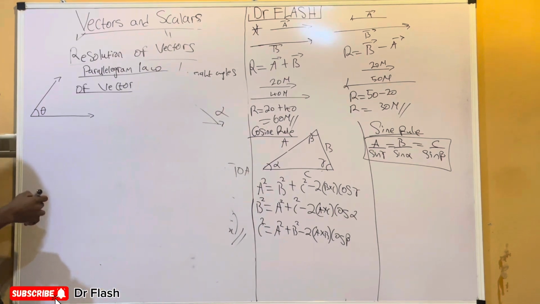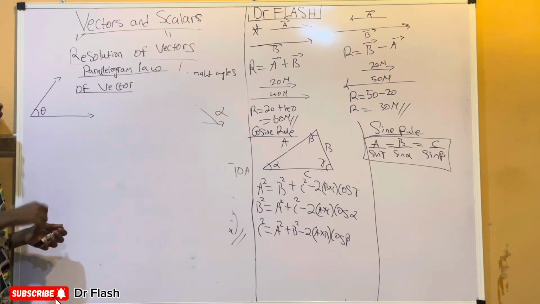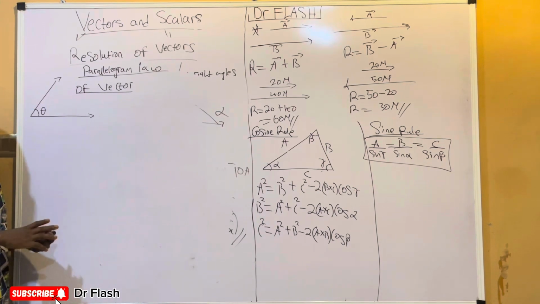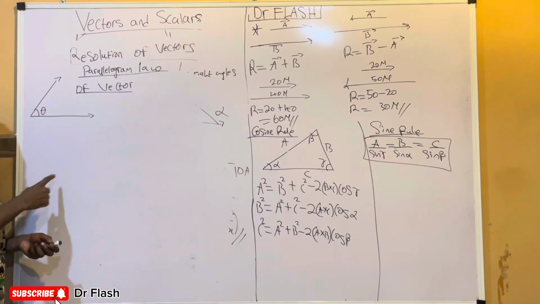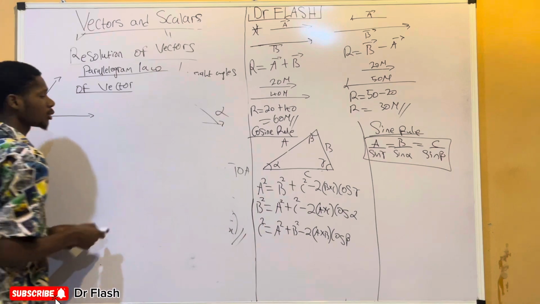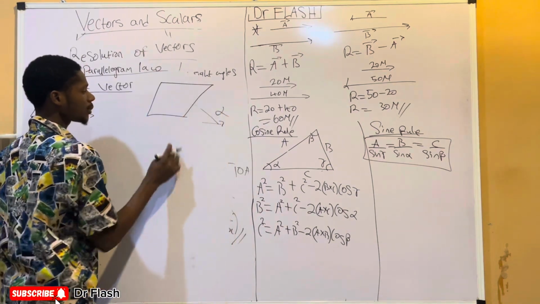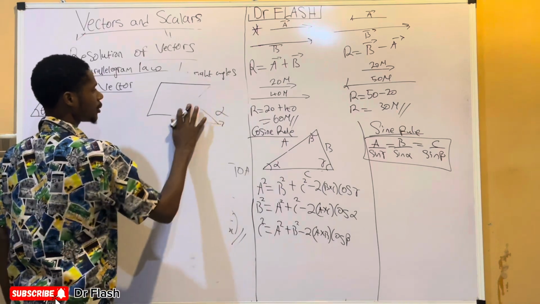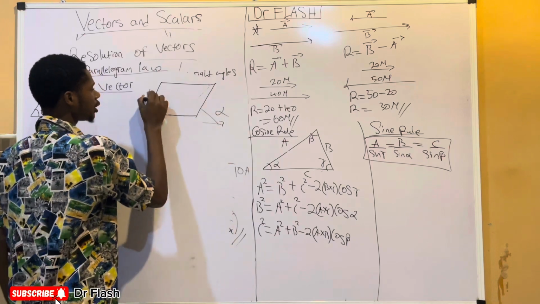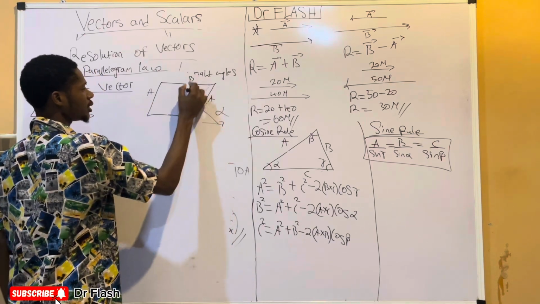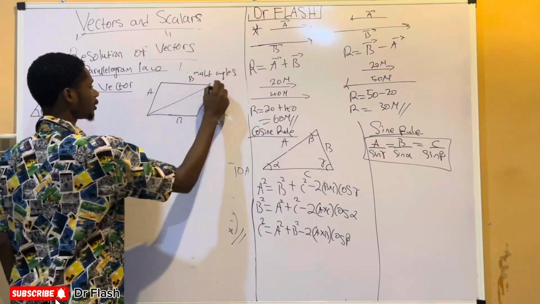Now let's talk about the parallelogram law of vector. It is saying that if I have two vectors such that the two vectors can represent the sides of a parallelogram, here's what the parallelogram looks like. Sorry, let me make it of equal length. So if here is A, here is also A, here is B, here is also B. Here and here they have equal lengths, here they have equal lengths, and we have a diagonal.